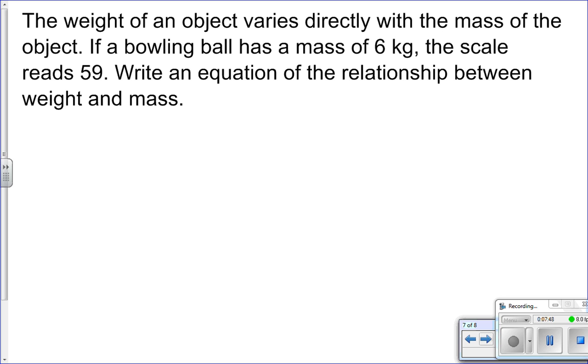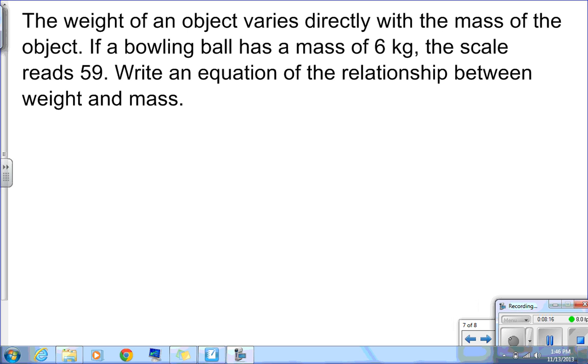The weight of an object varies directly with the mass of the object. If the bowling ball has a mass of 6 kilograms, the scale reads 59. Write an equation of the relationship between the weight and the mass. So because the bowling ball has a mass of 6 kilograms, the scale reads 59. We need to figure out what the weight is. So basically, I have to figure out what do I multiply the mass by to get the weight.